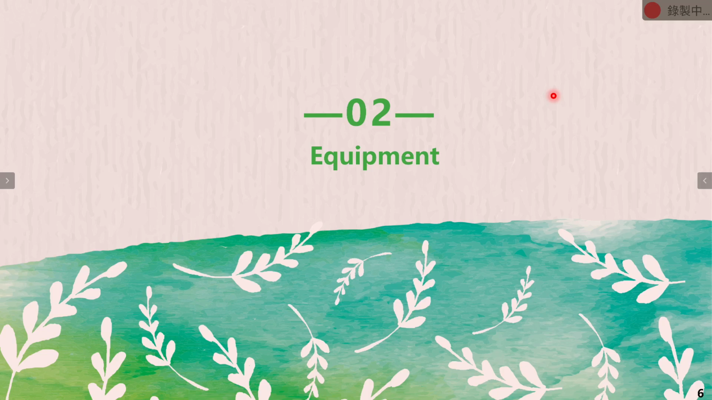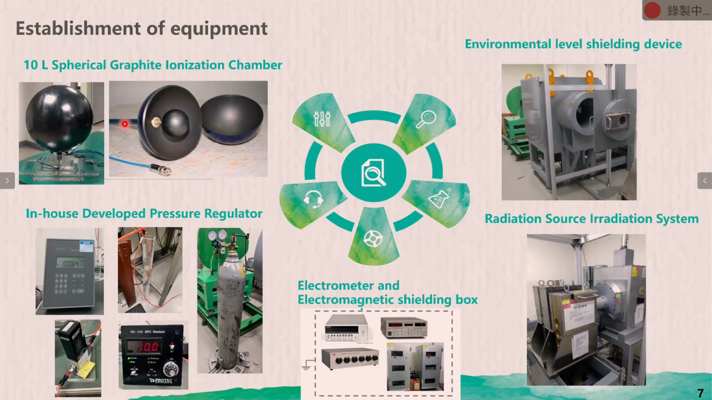Let's begin with my equipment. This is a 10 liter graphite ionization chamber we use in this system. It is very large compared to a common ionization chamber, in order to reduce the leakage current. This is our in-house developed pressure regulator. We use this gas bottle and pressure regulator to regulate the gas into our ionization chamber, and I will introduce that.